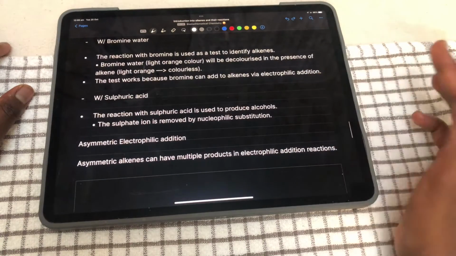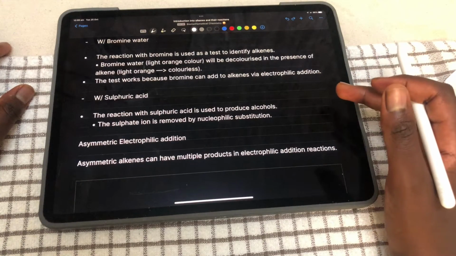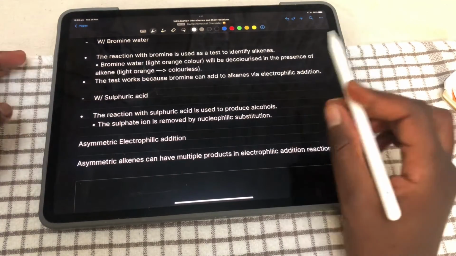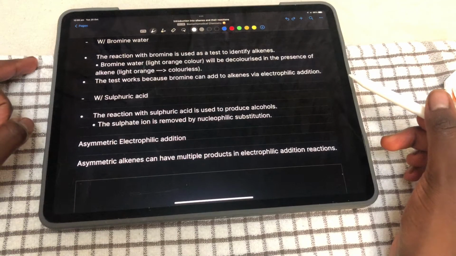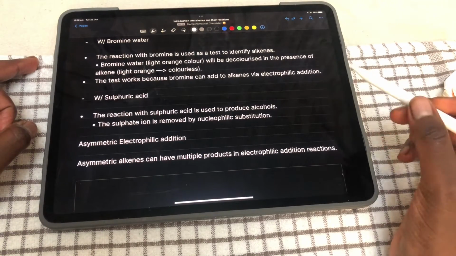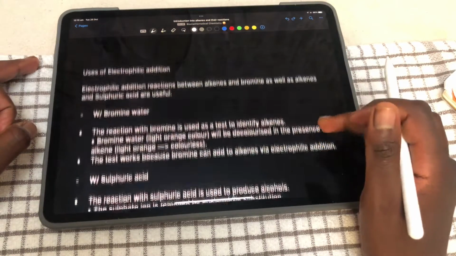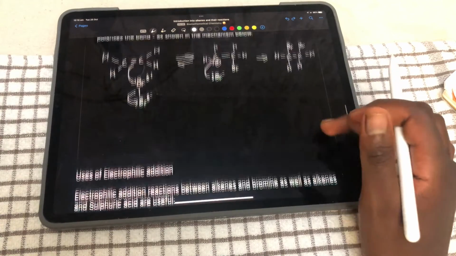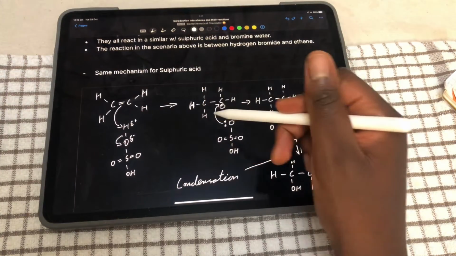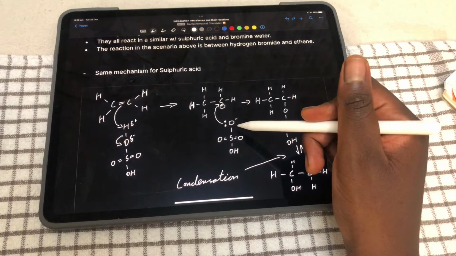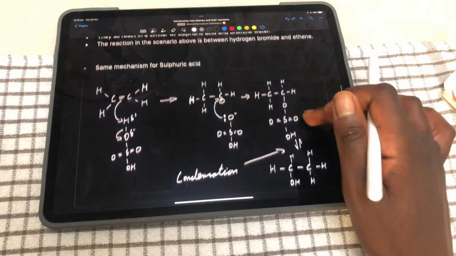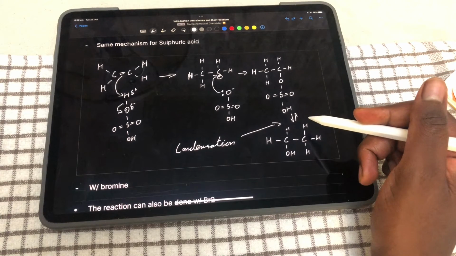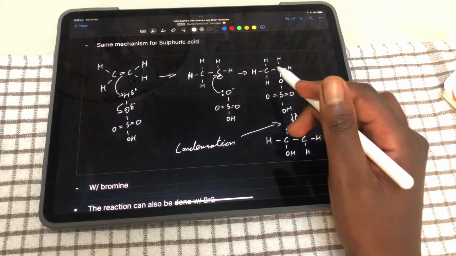With sulfuric acid, the reaction is used to produce alcohols, and then the sulfate ion is removed by nucleophilic substitution. The reason I say that sulfuric acid is a catalyst for alcohol production is because you have to know what a catalyst does. It's never used up in the reaction. It gets used, but it's not fully used up. It gets reformed again. It doesn't get shown here because I'm not going to do the entire mechanism of going from there to there.